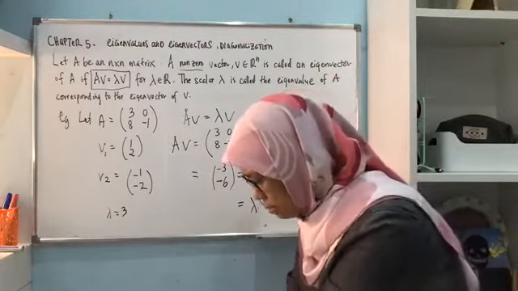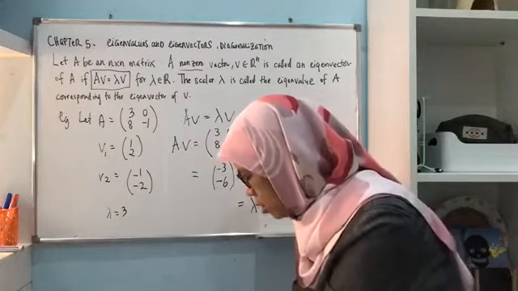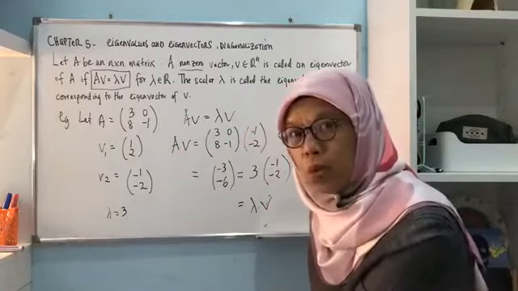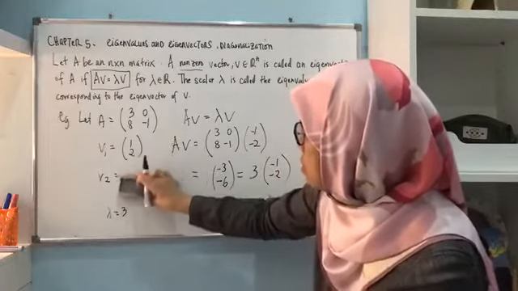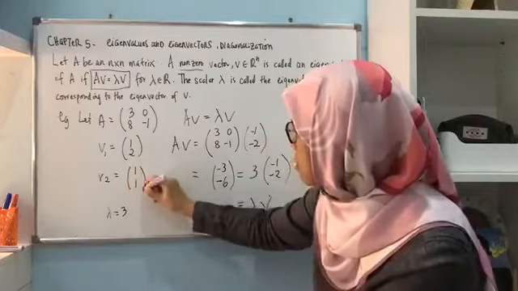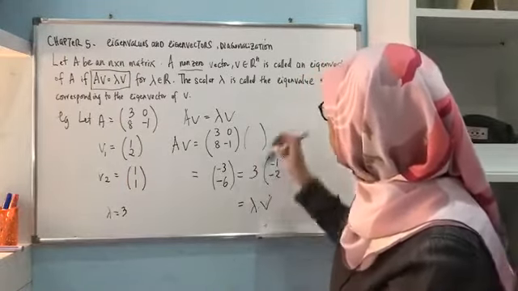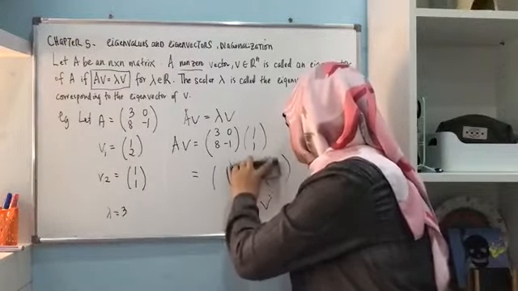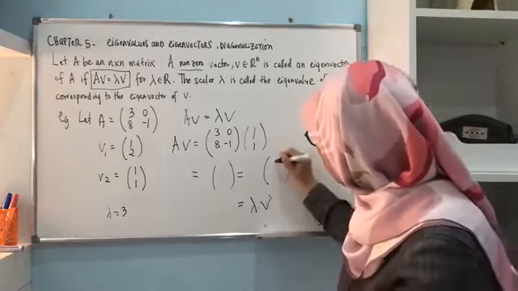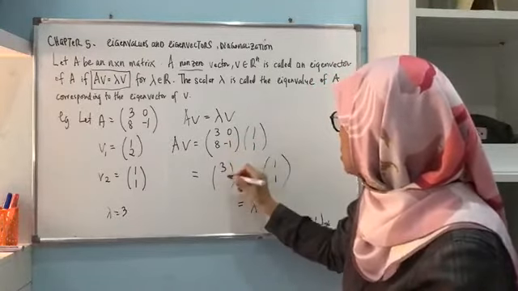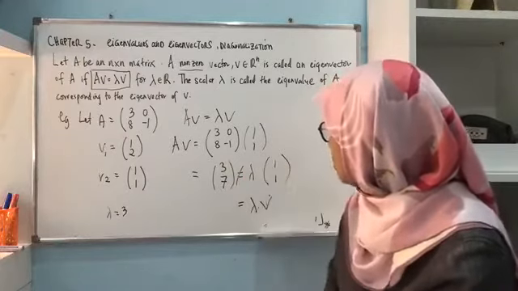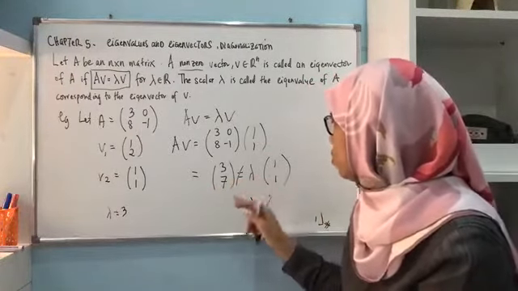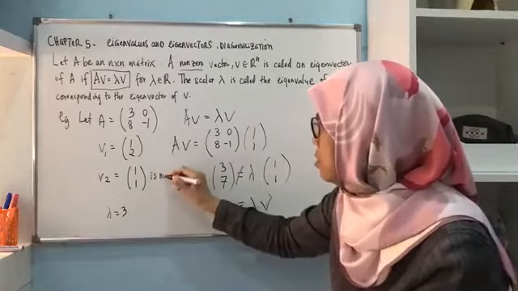Is this the only lambda? The answer is no. This is not the only lambda. The second question: is (1, 1) an eigenvector? So try with (1, 1). Because it has to be lambda V, right? If you put (1, 1) here, you get (3, 7). (3, 7) is not equal to a multiple of (1, 1). So this is not an eigenvector.